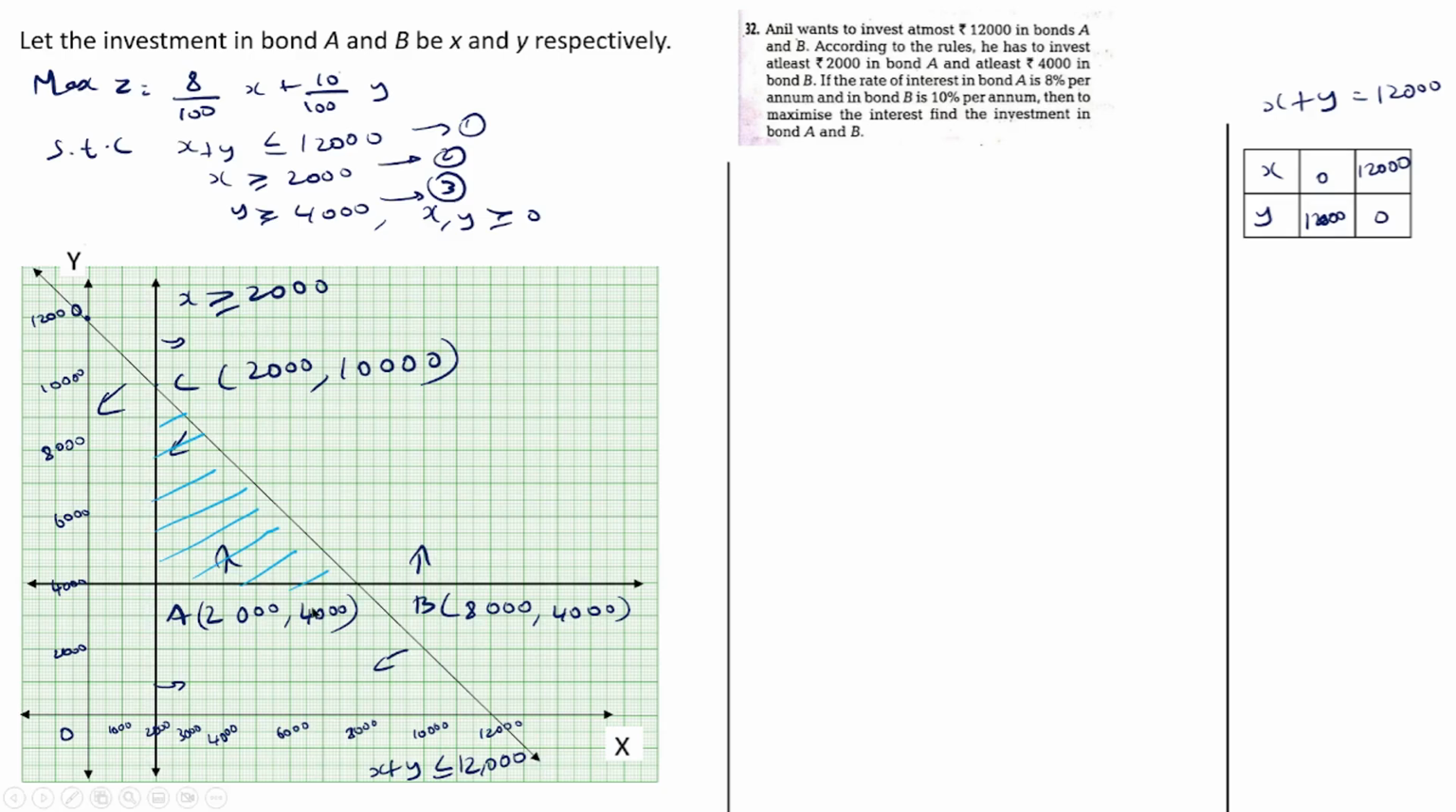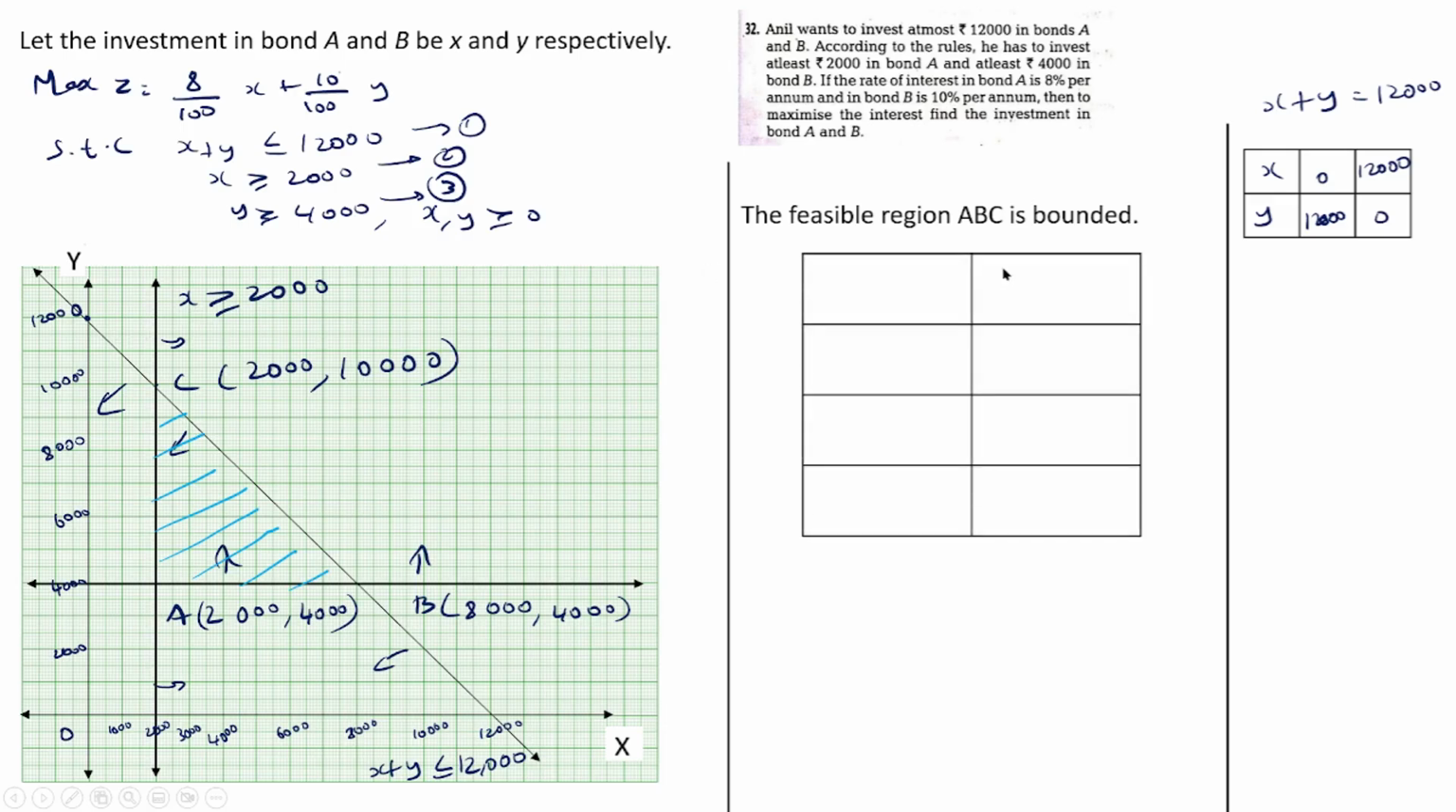Now we know that since the feasible region is bounded, the maximum value of z will occur at one of the corner points. So here the feasible region ABC is bounded. So we can find the maximum value of z using the corner point method. Z is 8 by 100 x plus 10 by 100 y. So first we have the corner point A, 2000 comma 4000. So this is 8 by 100 into 2000 plus 10 by 100, which is 1 by 10, into 4000.